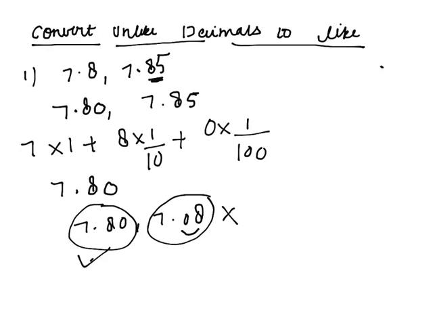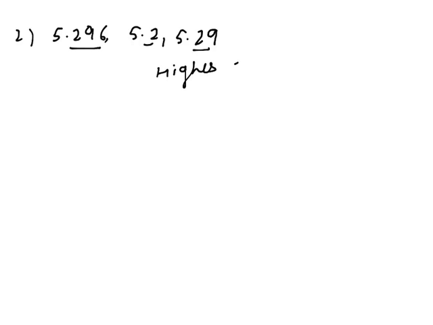Let's take another example. Here we have 5.296, another we have 5.2 and 5.29. We have to convert them into like decimals. So we will count the number of digits after the decimal. Here we have 3, 1 and 2. So what is the highest?